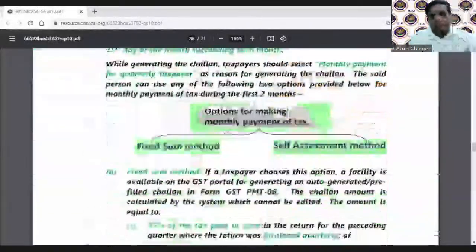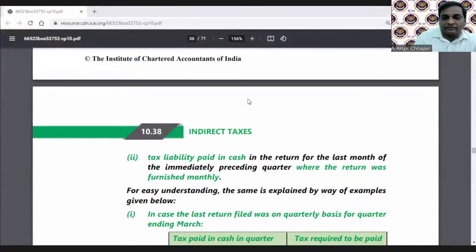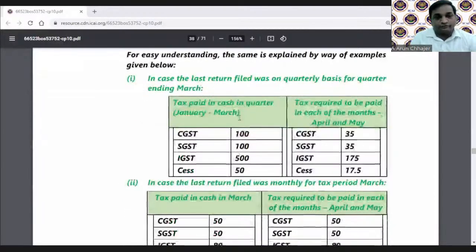In the fixed sum method, it is 35% of the tax paid in cash in the return for the preceding quarter where the return was furnished quarterly. And if the preceding quarter frequency was monthly, then I have to pay an equal amount. You will not see 100% tax. Whatever liability you paid in cash for the preceding period, in that December month 3B return, you pay an equal amount in January and an equal amount in February. So you may ask questions on the fixed sum method if you have any.